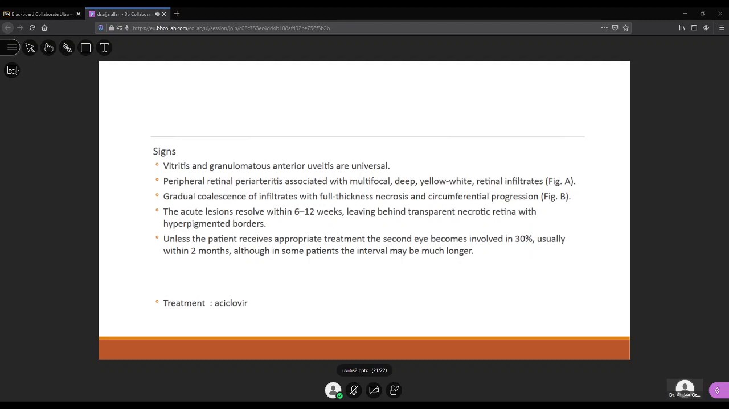Uveitis as a specialty is very difficult, even for the uveitis consultant. Then some patients have acute presentation, like acute retinal necrosis. Some patients have pain, acute with decreased vision. Some patients are gradual. So each disease is different in presentation.